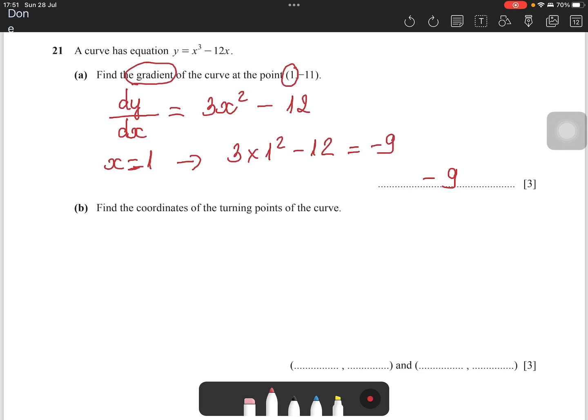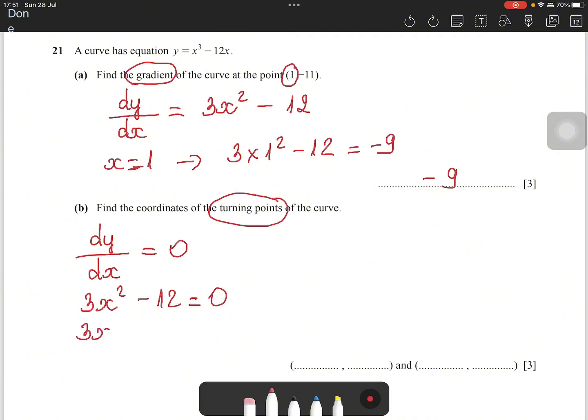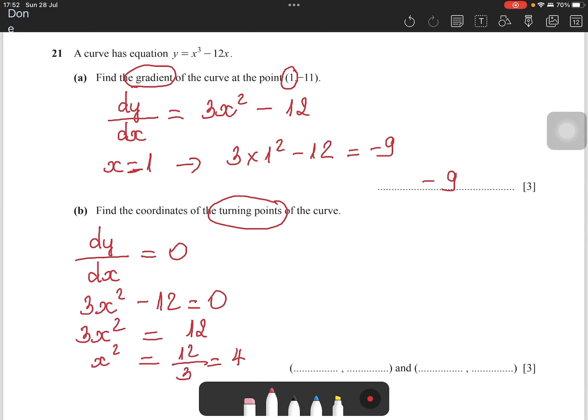B. Find the coordinates of the turning points of the curve. To find the turning points of the curve, we'll let the derivative be 0, which means 3x squared minus 12 is equal to 0. I will add 12 to both sides. Then I divide both sides by 3. 12 divided by 3 is 4. And if x squared is equal to 4, then x can be 2 or x can be negative 2.